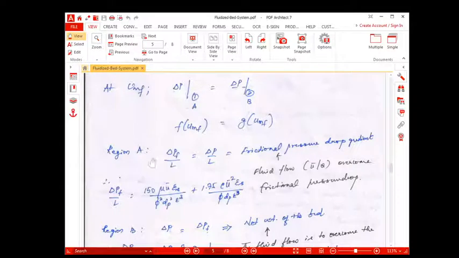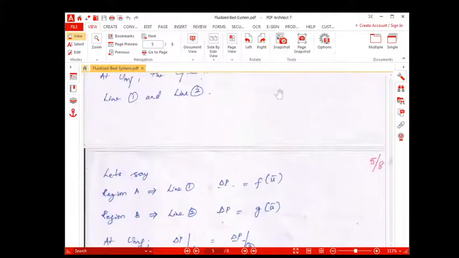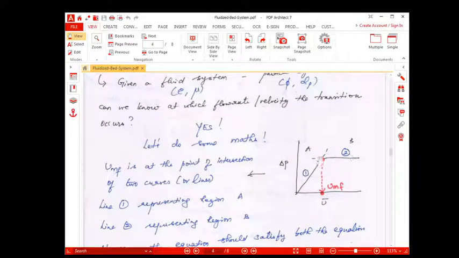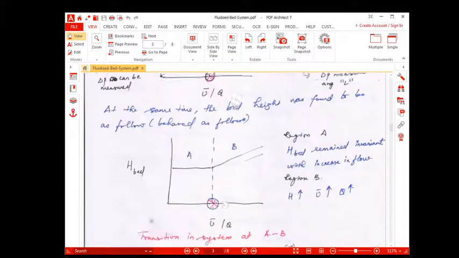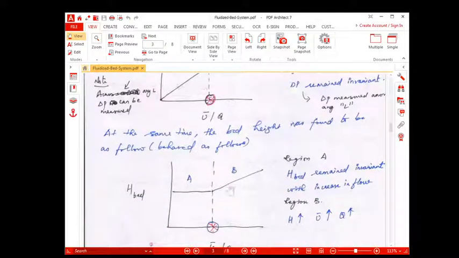So that means for region A, or line 1, the pressure drop is given by this Ergun equation. Now what happens in line 2? I hope you have seen the video on fluidized bed. It's not only this graph, but in the fluidized bed region, that means in line B, there's a continuous increase in the bed height. What do you mean by continuous increase in the bed height? The distance between the particles keeps on increasing, and you have a taller and taller bed.